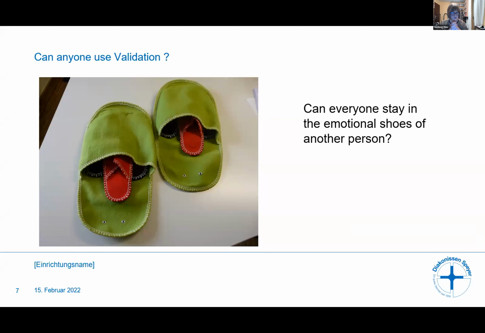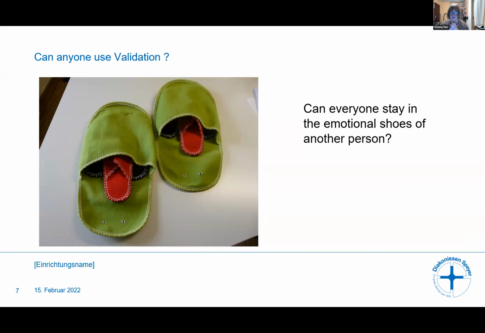Validation is a method of communication and not a method of care. Therefore, our validation teams include validation practitioners from all areas: nursing, housekeeping, social work, pastoral care, physical and occupational therapy, volunteers. But there are also people among our staff who do not want to use validation. They do not have to become validation workers.